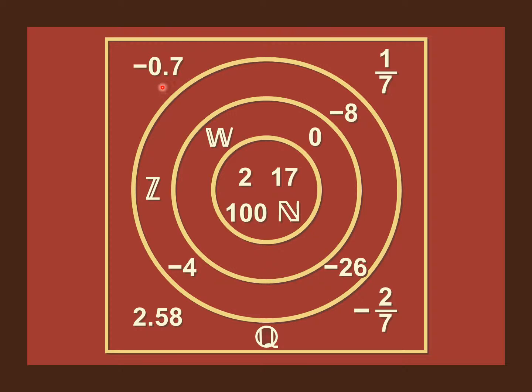So notice how our fractions has 1 over 7 and negative 2 over 7, but it also has negative 0.7 and 2.58. And you're like, well, those aren't fractions, those are decimals. But remember, decimals can be rewritten as fractions. This negative 0.7 is the same as saying negative 7/10. This 2.58 is the same as saying 2 and 58 over 100.